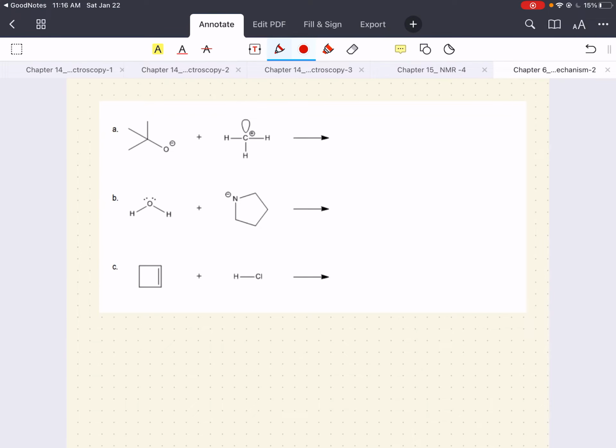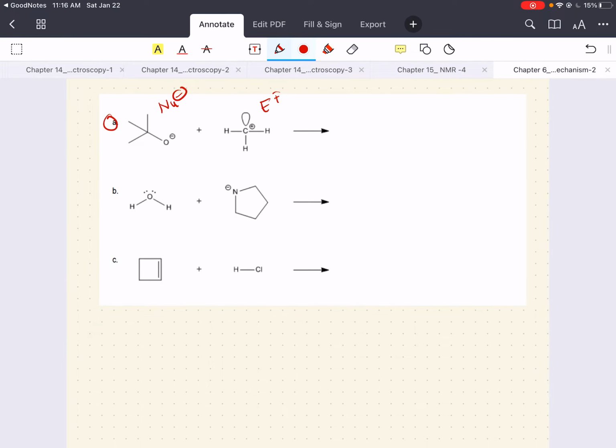Now that we know all the patterns of reactive molecules, and some of the patterns of how molecules will attack each other to form or lose bonds, let's do this first example. We have an oxygen with a negative charge. This is going to act as a nucleophile. We have this carbon that has a positive charge that's going to act like our electrophile.